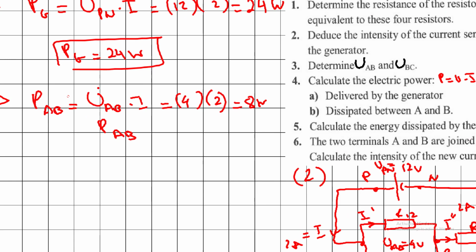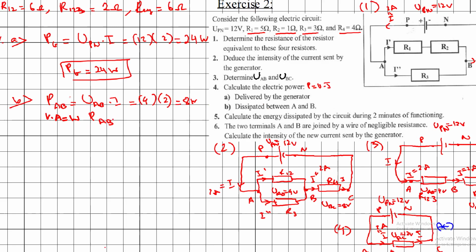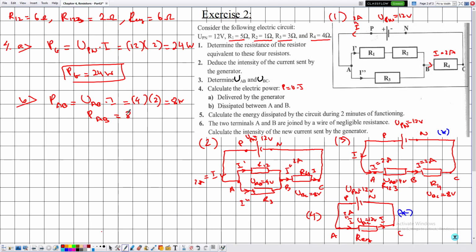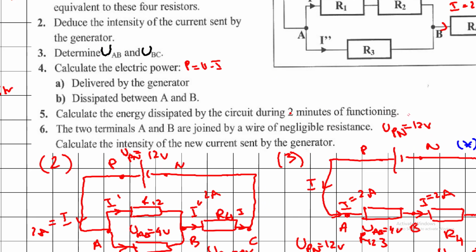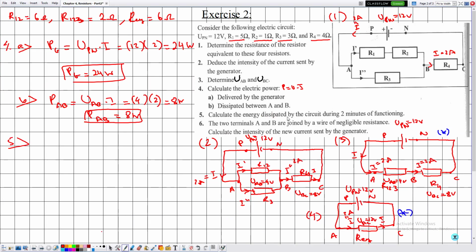If U is expressed in the SI, which is volts, and I in amperes, so the value of the power is volts times ampere, which is equal to watts. So PAB is equal to 8 watts. Now as for number 5, they are telling me to calculate the energy dissipated by the circuit during 2 minutes of functioning. We know that the energy dissipated, which is the electric energy, is equal to P multiplied by T.